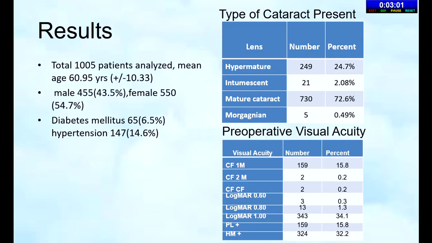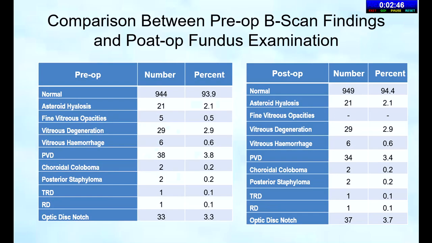Results: a total of 1,005 patients were analyzed. Males are 455, females are 550, with diabetes 65, hypertension 147. Hypermature cataracts are 249, intumescent are 21, mature cataracts are 730, with Morgagnian 5. Comparison between the pre-op B-scan findings and post-operative fundus examination.